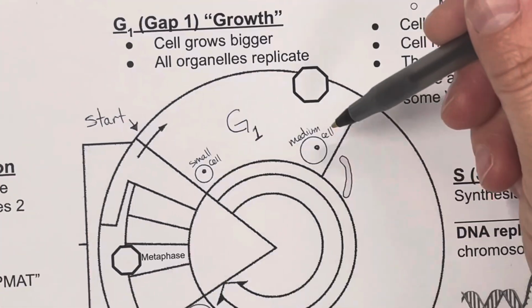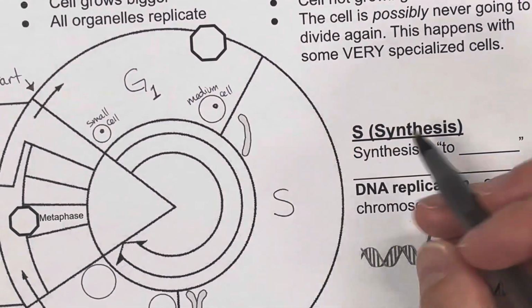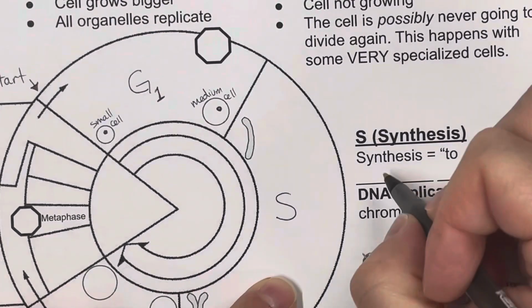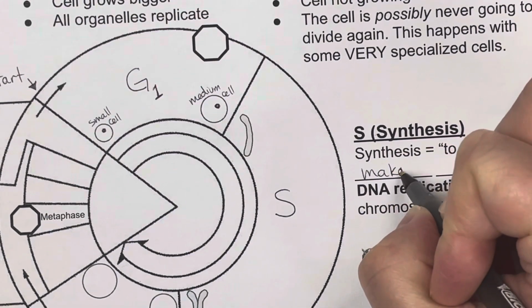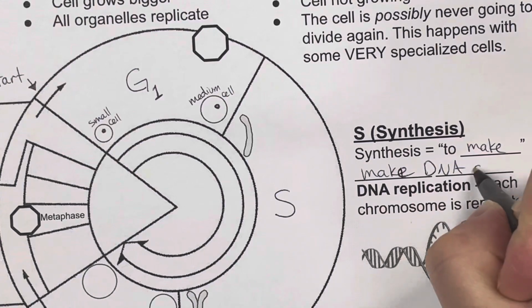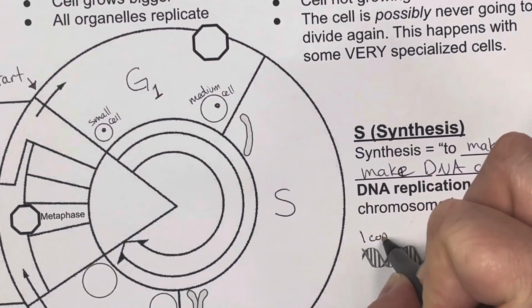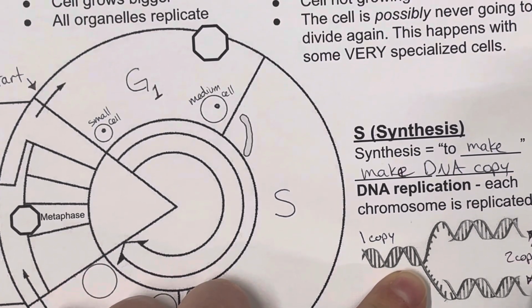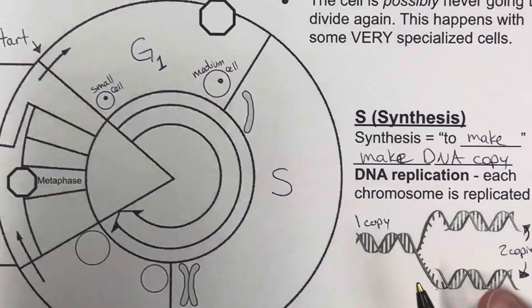That medium-sized cell will then go from G1 into what's called S phase. S stands for synthesis. Synthesis means to make. What's being made here is DNA. We are making a DNA copy. In the process of DNA replication, you start with 1 copy, and you end up with 2 copies. That's semi-conservative replication. This is happening here.